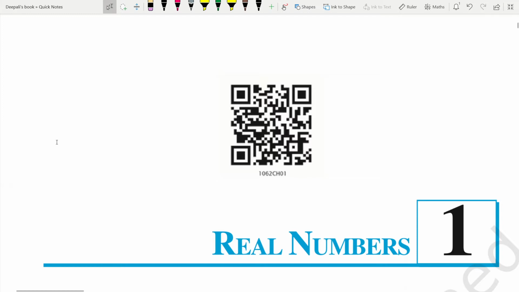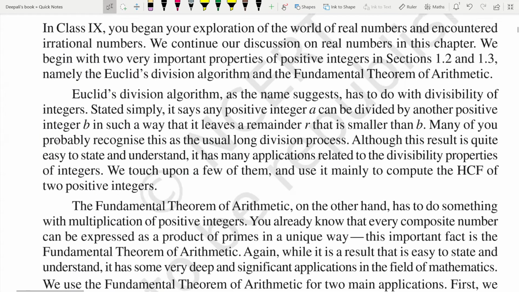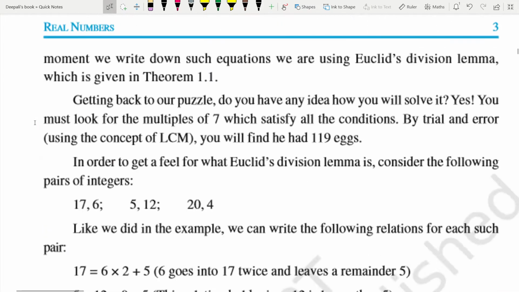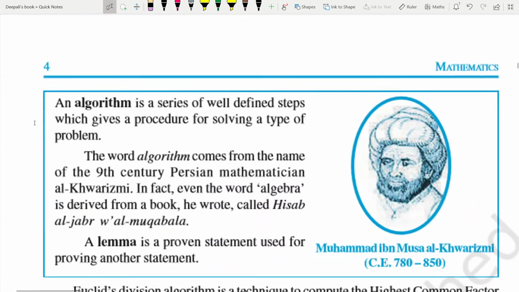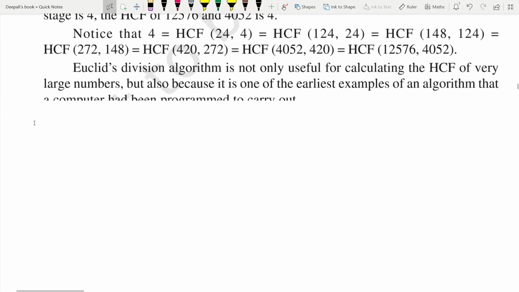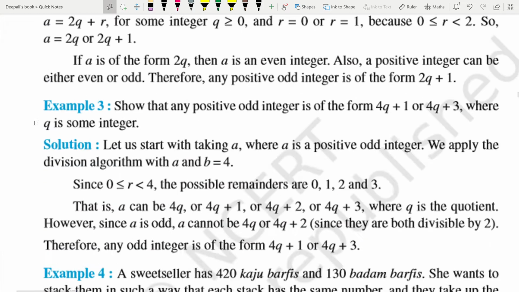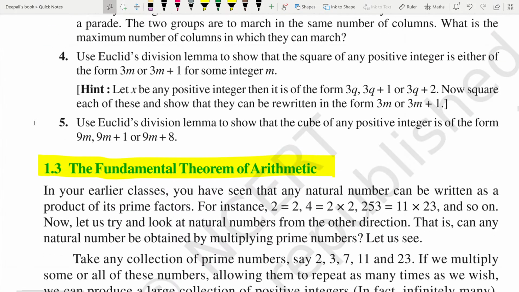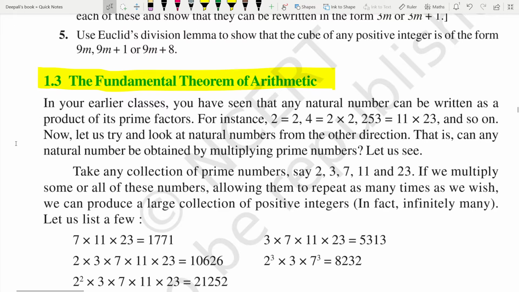Moving further with the lectures of Chapter 1, Real Numbers, Class 10. We are going to start with the topic of Fundamental Theorem of Arithmetic. Now what is Fundamental Theorem of Arithmetic? This theorem you have unknowingly already studied in your lower classes, like the Euclid's division algorithm. The fundamental theorem of arithmetic is simply the prime factorization of any number.